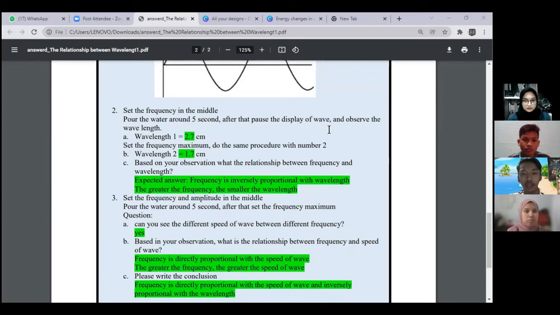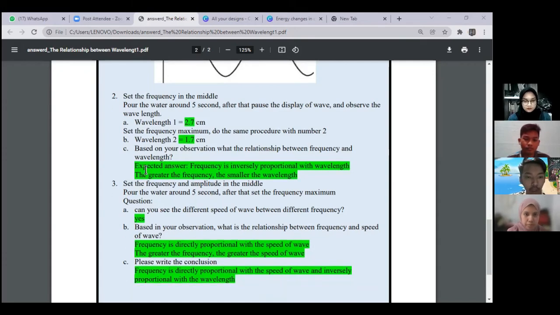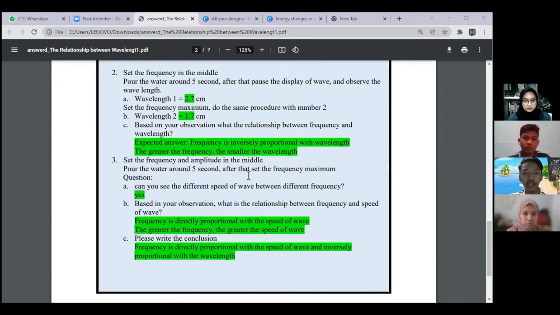After that, pause the display of wave and observe the wavelength. The wavelength 1 is 2.7 centimeter. And then after that, set the frequency to maximum. Do the same procedure as number two. And the wavelength is 1.7 centimeter. Based on your observation, what is the relationship between frequency and wavelength? And then our answer is the greater the frequency, the smaller the wavelength.